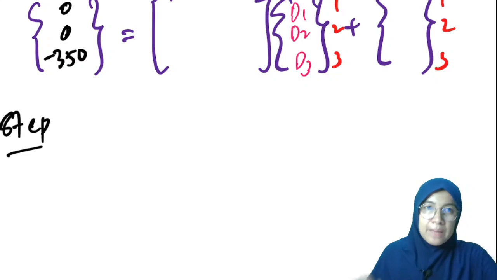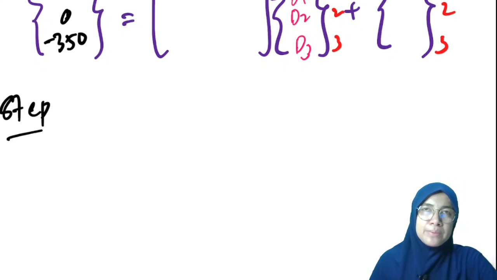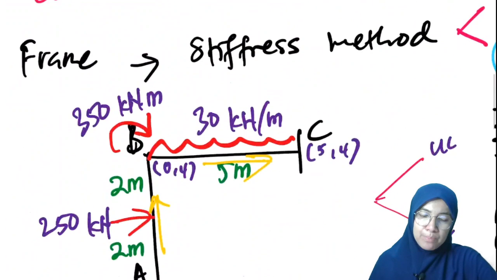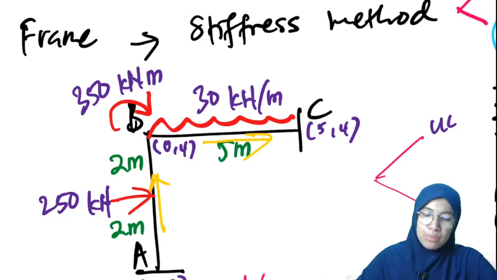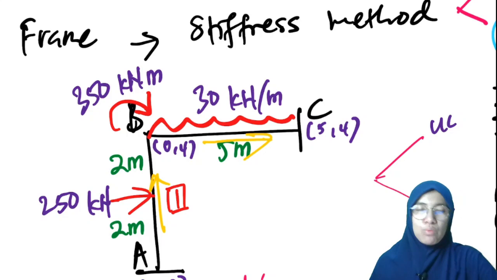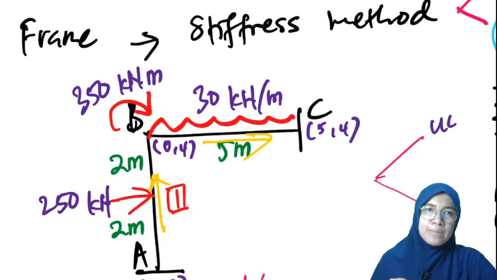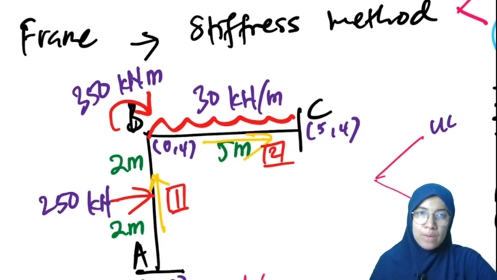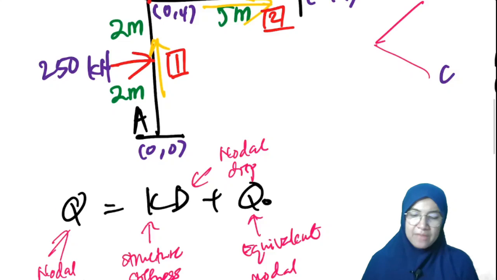Step number one. This frame has two elements. We can put AB as element number one, and member BC as element number two. Element number one, the length is 4 meters. Element number two, the length is 5 meters.